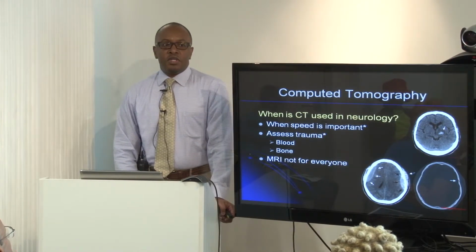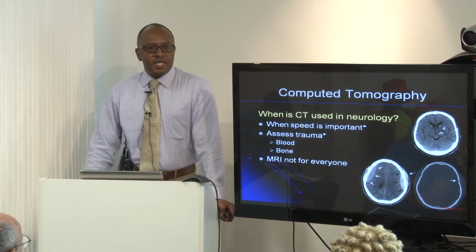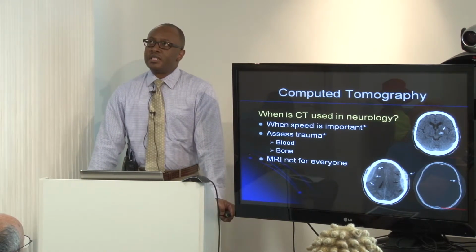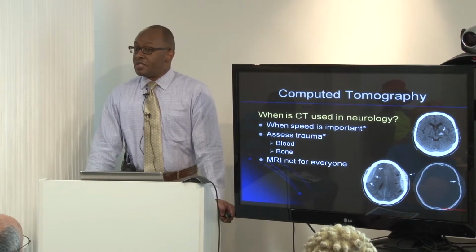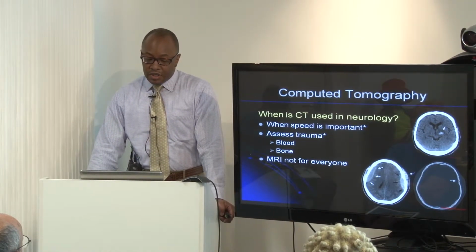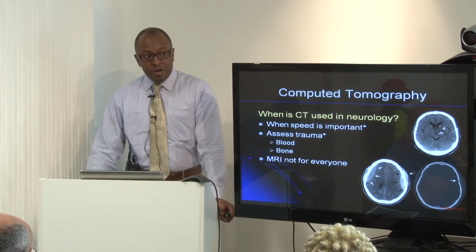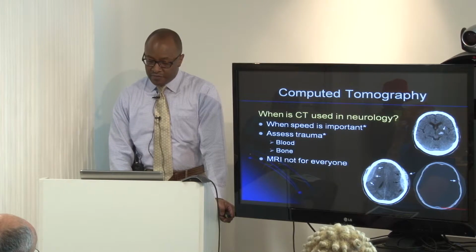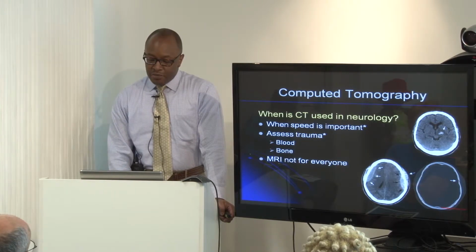So when do we use CT scan in neurology? It's not still the preferred image. So maybe 15 or 20 years ago, the CT scan was what we always used in neurology. Now, we tend to prefer MRI, but there's still some situations where we actually prefer CT. So when speed is important.